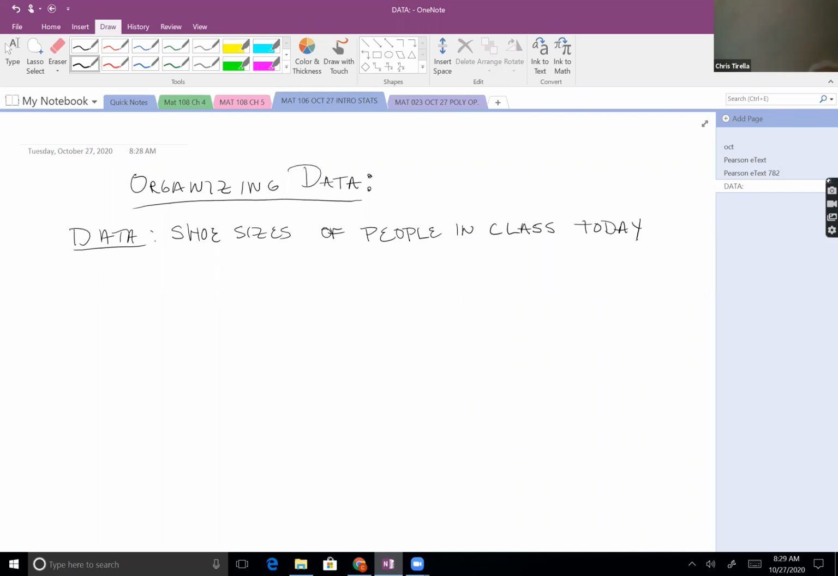Usually if we were in a classroom, I would just go up and down the aisles and ask folks. But I'm going to write these numbers down as you folks give them to me. So I want it as a whole number. If you're one of those people who wears a half size, please round it. Pretend you're ordering shoes online from a site that only sells whole sizes, not half sizes.